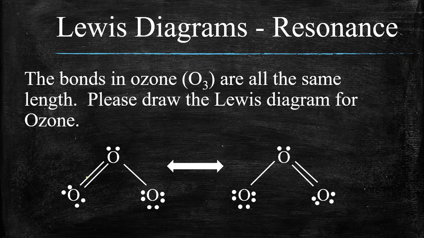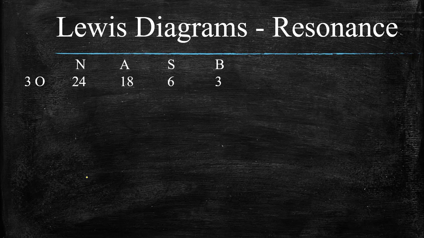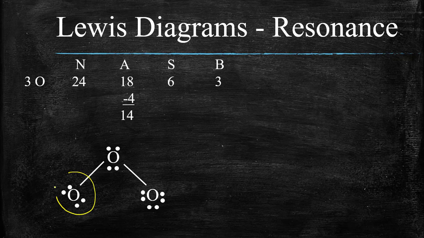Go. This is the correct rendition of the Lewis diagrams for ozone. It has to be done in resonance form. Here's the NASB table for ozone. We use oxygen as the central atom. We now can put in 2 single bonds, so we've used 4 electrons. Now there are 14 left to place. You place those 14 electrons. You see that we're missing an octet over here. So we'll take these 2 electrons and slide them over here. And you get something that looks like that. And all 3 oxygens now have an octet.